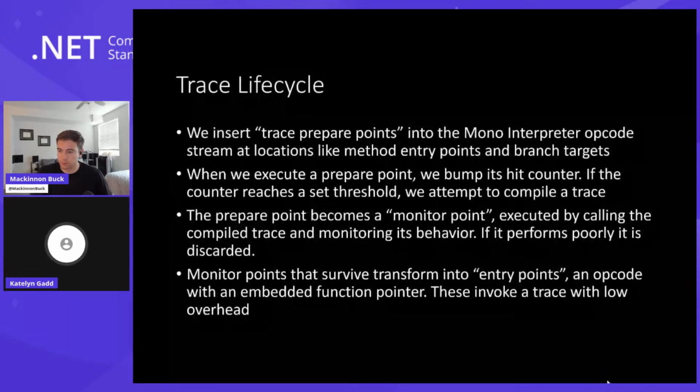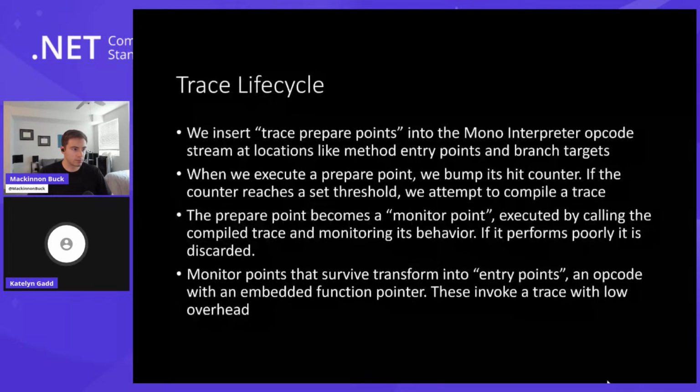And at this point, we have this JIT code. And what we're going to do is every time we execute it, we're going to monitor its behavior. We're going to figure out whether this JIT code is behaving well. I'll explain more later about how that works. Once we've monitored our compiled code for a while, we finally turn that location into something called an entry point. And an entry point is effectively just a little function pointer, a pointer to compiled code.